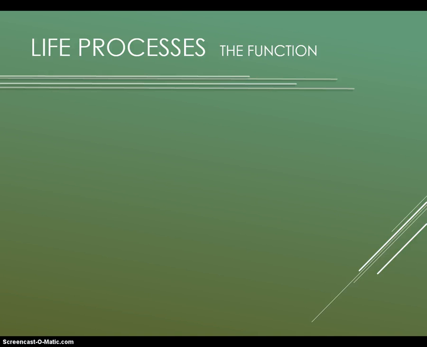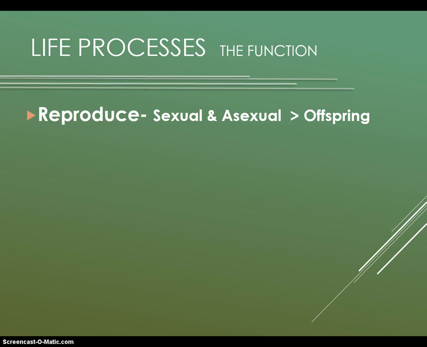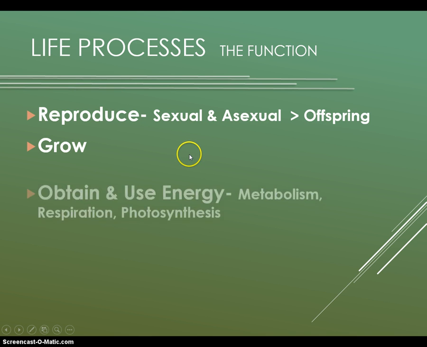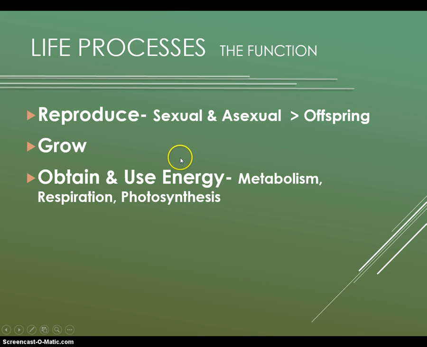The other day in class we talked about the function. We sorted all those little cards and we ended up labeling things as like waste removal or processes energy or can move. And we came down to 6 things that living things do. They reproduce. They can do that asexually or sexually. Either way, they produce offspring. Things can grow. Things can obtain and use energy. These are words like metabolism and respiration and photosynthesis. These are really important words here that we need to know, and they'll come up quite a bit in the future.